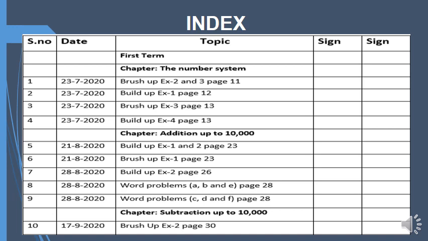We are going to solve that because that exercise was kind of a copywork exercise, so I decided to start with it. After this we will move to the next slide. I know you are all doing your work properly, but you know the rule: you have to sharpen your pencil properly before starting your new work. Your blue color pencil should be sharp, so that we can start our new copy work, chapter subtraction up to 10,000, serial number 17, 9, 20, 20, brush up exercise 2 page 30.